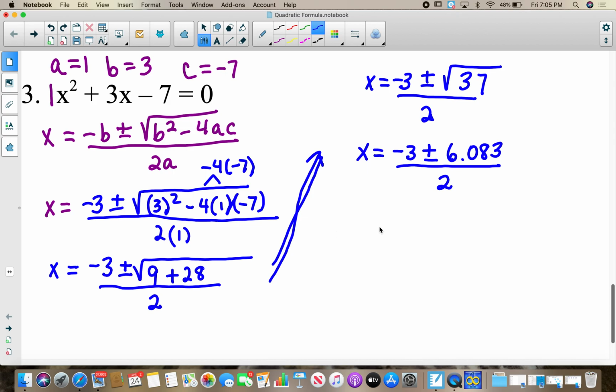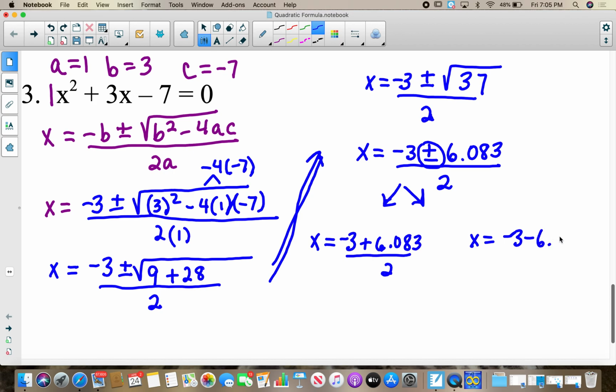So now what I'm going to do is create my 2 problems that I know this plus and minus sign has me create. So I'm going to end up with x is equal to negative 3 plus 6.083 divided by 2, and x is equal to negative 3 minus 6.083 divided by 2. So when we do our math, we'll do everything in the numerator first. Negative 3 plus 6.083 gives us 3.083 divided by 2.